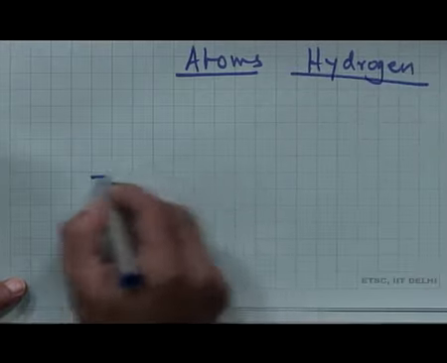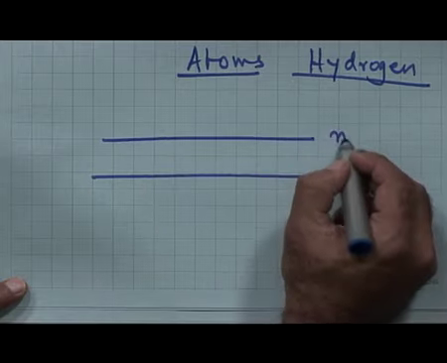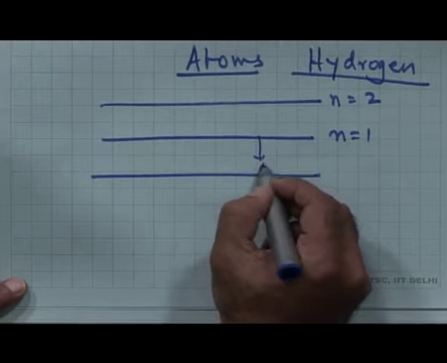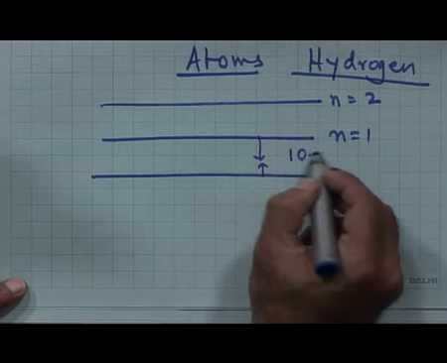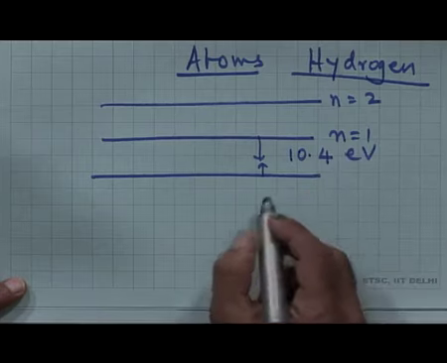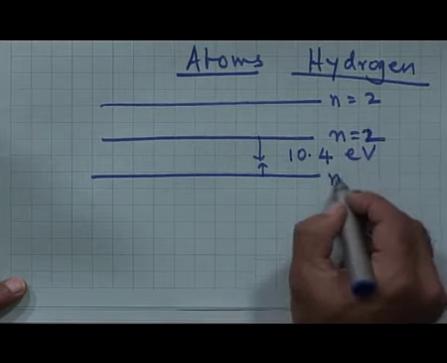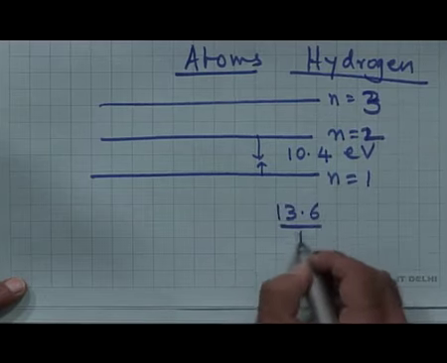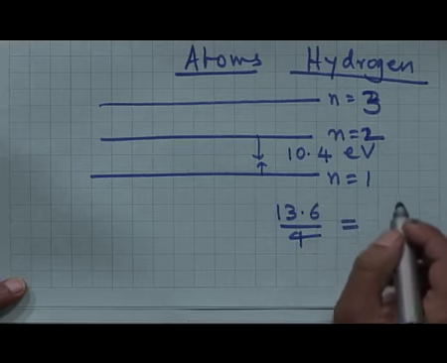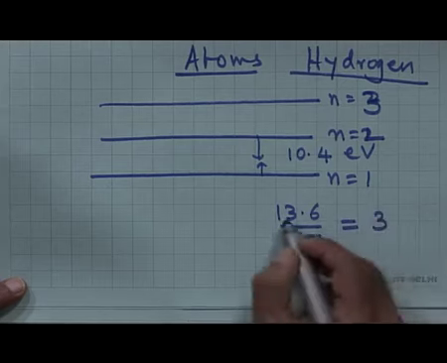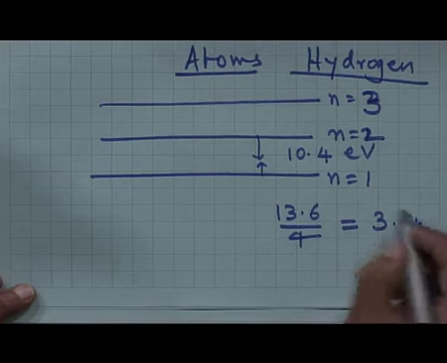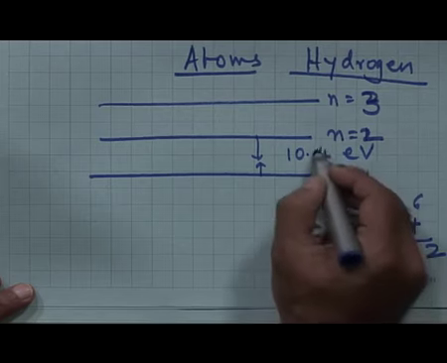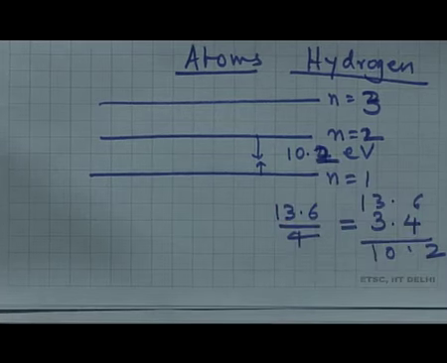So, you have the ground state and you have the first excited state, second excited state, so on and so forth. And if I remember correctly, this gap is 10.4 electron volts. Well, this must be n equal to 2, this is equal to 1, this is n equal to 3. So, basically 13.6 divided by 4. That gives me 3.4. So, 13.6 minus 3.4, it is not 10.4, but 10.2 electron volts.